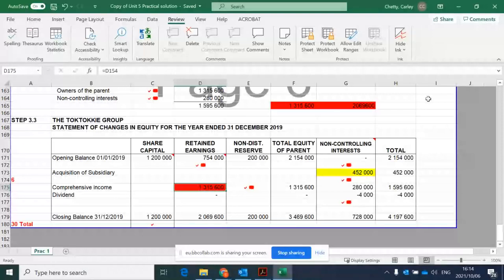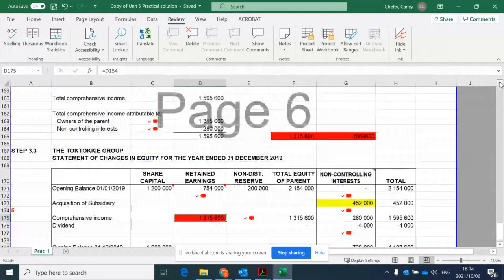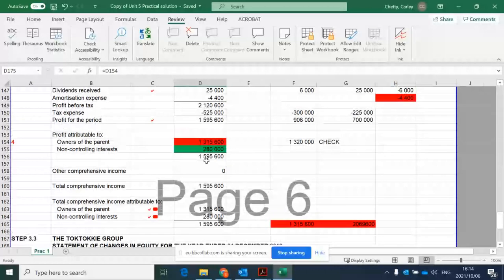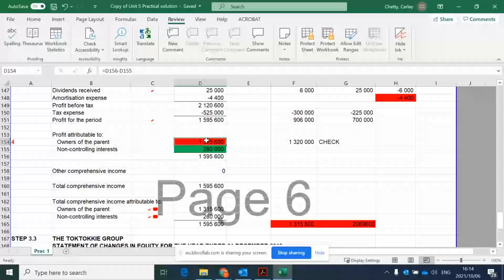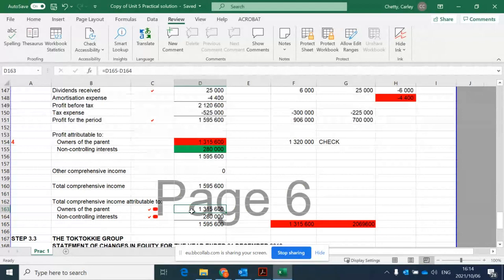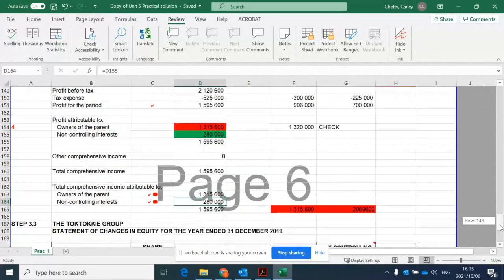Okay, so here, if we go to the statement of profit or loss, or total comprehensive income statement, you'll see that the owner's share is this amount being 1.3, and this is the amount that goes in your statement of changes in equity. So you need to prepare your statement of total comprehensive income first before you do the statement of changes in equity. So this amount is going to be there, and then so will the 280,000 relating to the non-controlling interest.